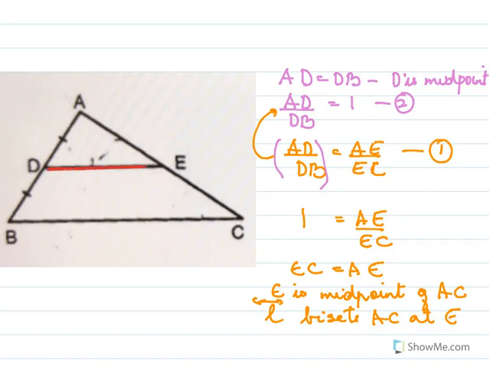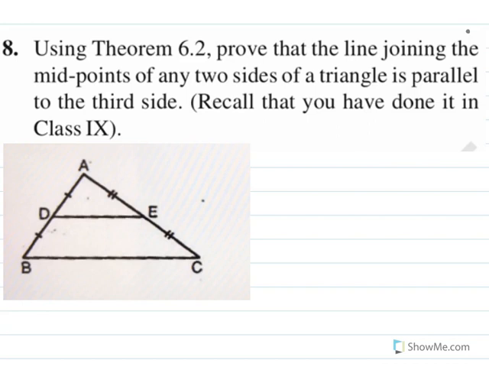Just to go over the proof again, it was given to us DE is parallel to BC, and if DE is parallel to BC, I can say AD over DB equal to AE over EC. But then it was also given to us that AD is equal to DB. If AD equal to DB, therefore we should get also AE equal to EC. So E also becomes the midpoint.